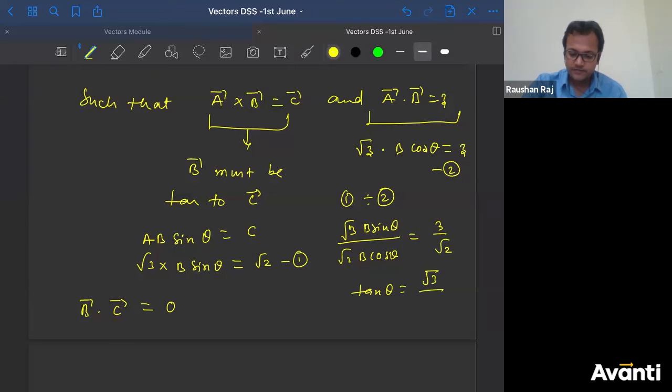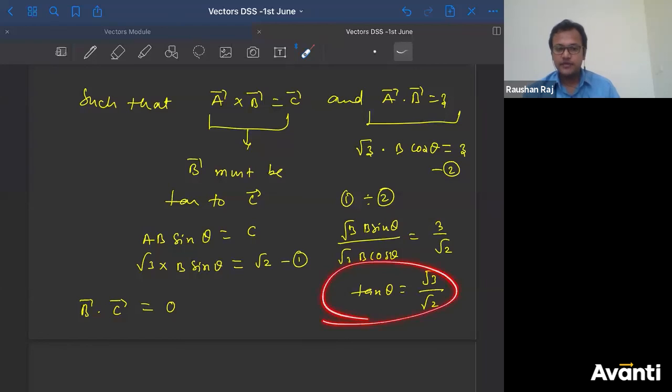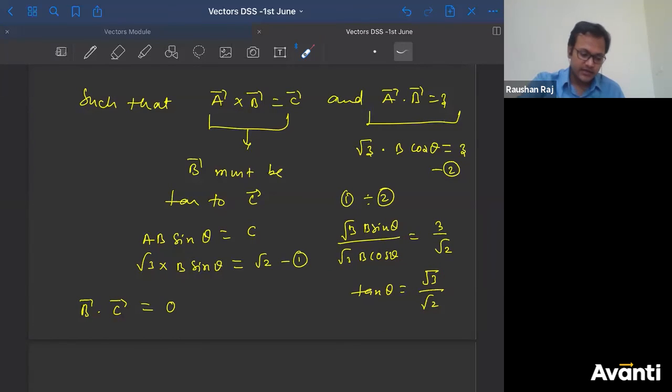Square root 3 by... If I would have asked you what is the angle between A and B, what would your answer have been? The angle between A and B is nothing but... root 3 is not here, this is only 3, right? So the angle between A and B would have been tan inverse of 1 by root 2. This question can also be asked, okay? But we don't have to find that angle.